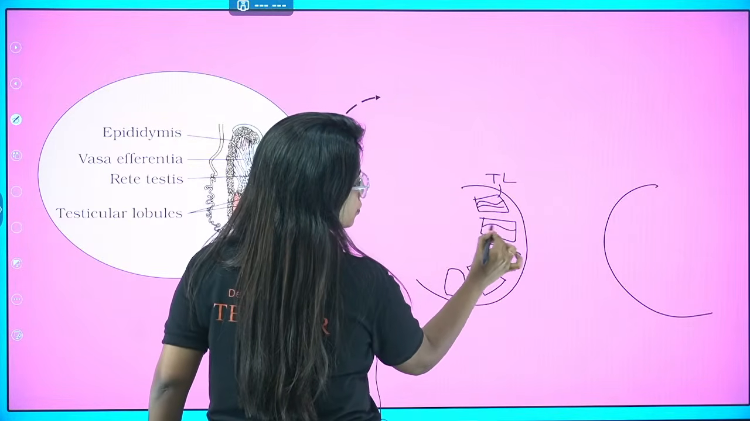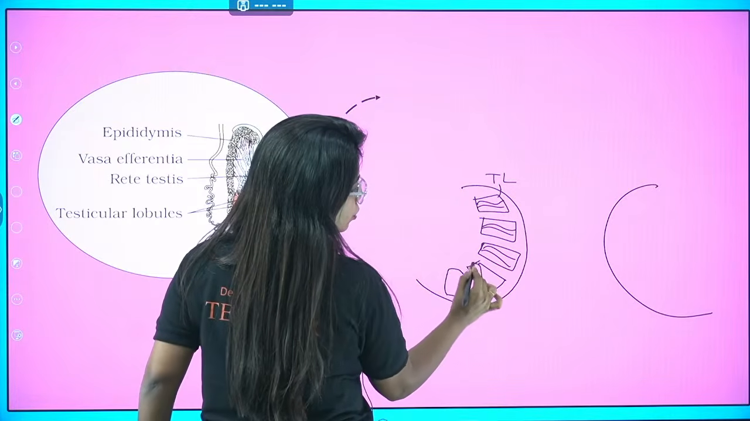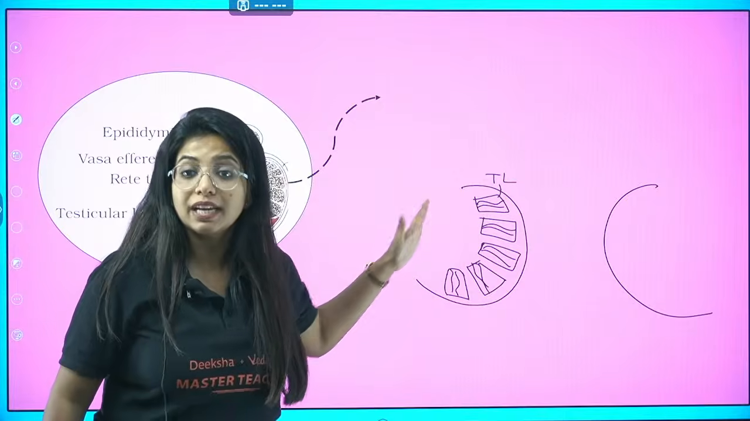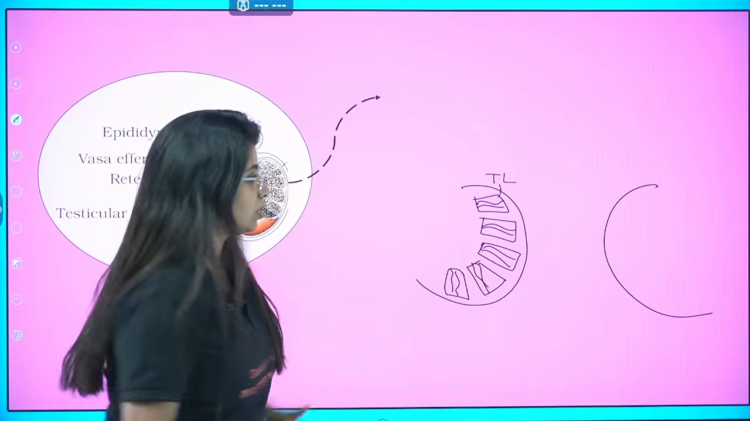You have the seminiferous tubule. So I'm just making it like this. Two to three seminiferous tubules are there. Now sperms are being formed here. We need to take it outside. Okay, we need to take it outside. So let's take it outside.